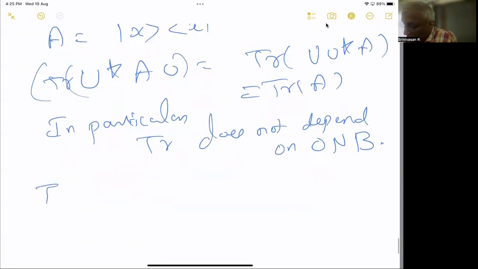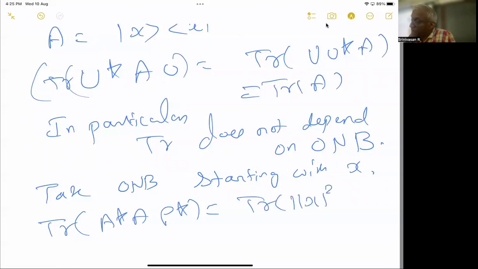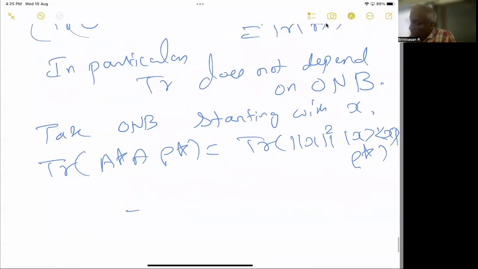So take an orthonormal basis starting with x. Then the trace of A star A rho star, whatever we got, is nothing but the trace of norm x squared times |x><x| times rho star. Now you can take this norm x squared out. That's a positive number, you can take it out.